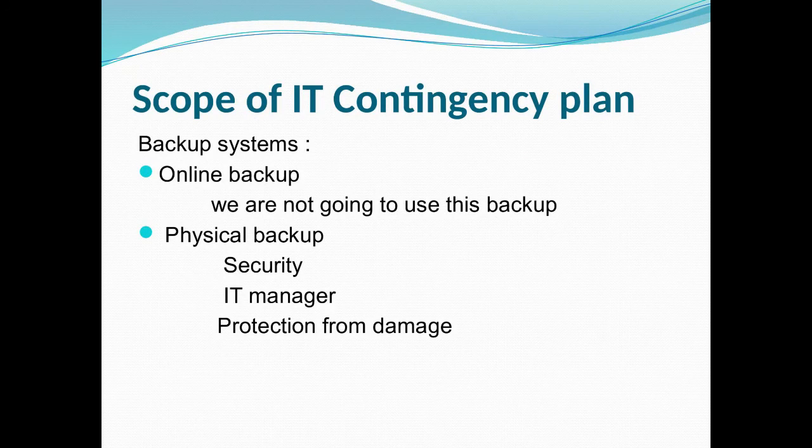For this contingency plan, we can apply two systems. Online backup system: here we can back up the data to an online server by a third party. Second one, physical backup system. Here we can set up a backup server. It's more secure but complex, and moreover we need more maintenance.